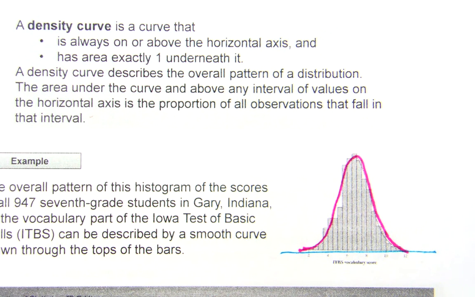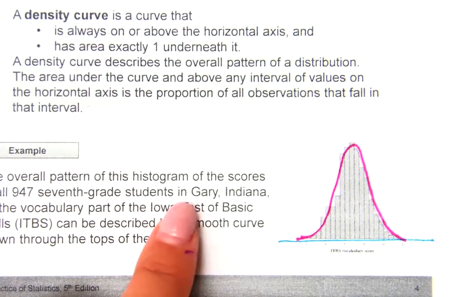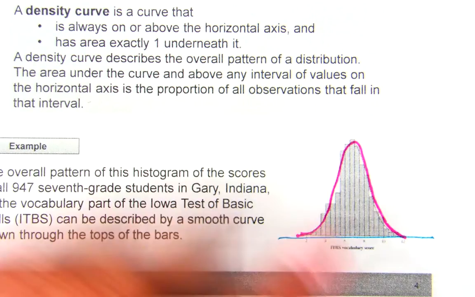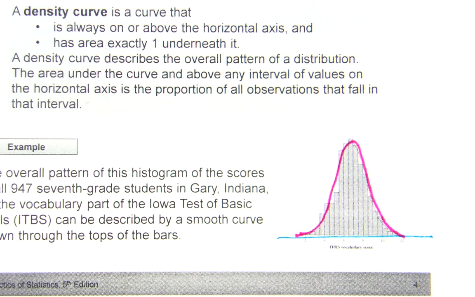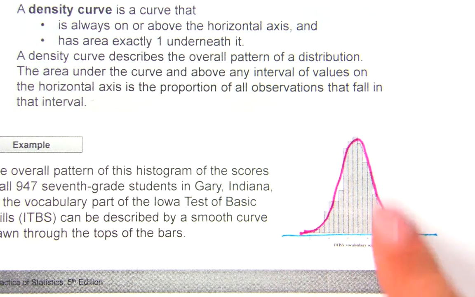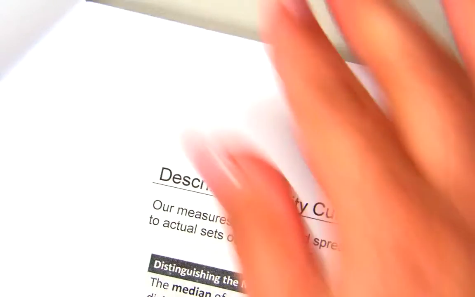So, the overall pattern of this histogram of scores, here's a couple of scores on the Iowa Test of Basic Skills, and we're going to work with this problem in the second video. We're going to talk about the Iowa Test of Basic Skills data. This was a histogram, and since the pattern is so nice for us, we basically can use a curve, or density curve, to simulate most of the data, right? Or we can describe it by a smooth curve.